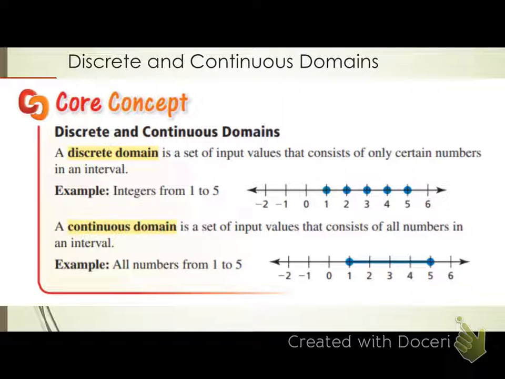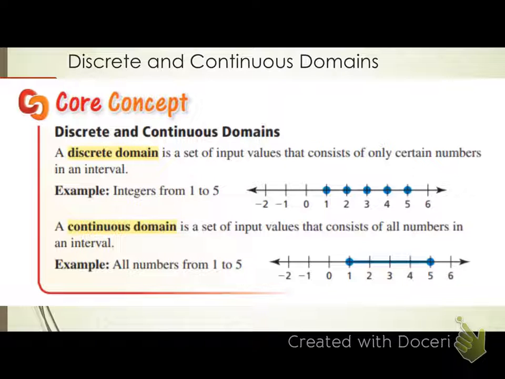A continuous domain is a set of input values that consists of all numbers in an interval. So instead of the integers from 1 to 5, I want all numbers from 1 to 5. That includes decimals, fractions, all that good stuff. So those two points on the end are connected with a line instead of just putting points on the whole numbers, because I can include all the numbers between 1 and 2 now. I can include all the numbers between 2 and 3, 3 and 4, 4 and 5. That line just represents all the solutions to that set.